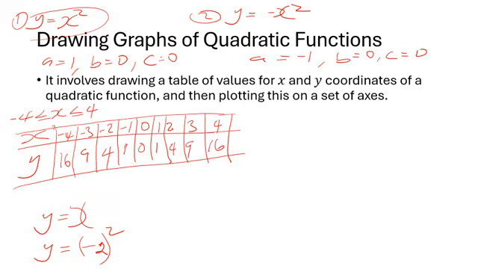That's the table of values for y is equal to x squared. What about the table of values for the second one, y is equal to minus x squared? We are going to use the same values.